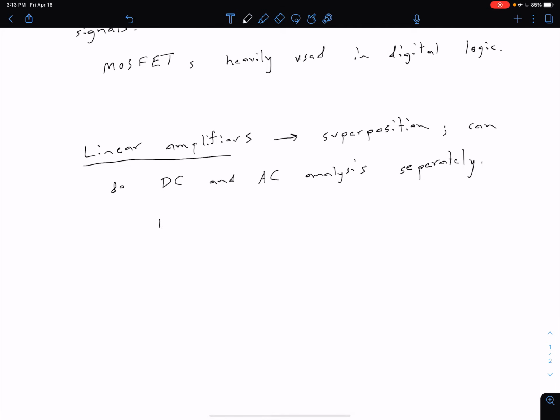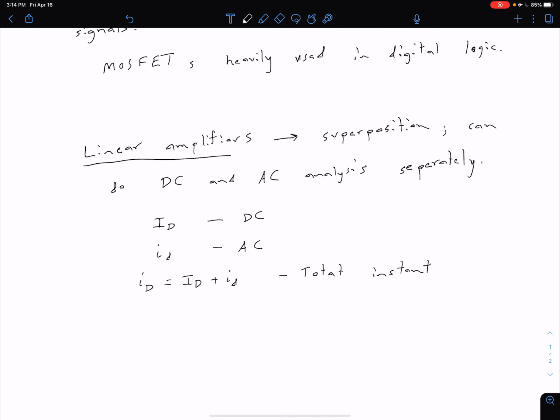Similar to our BJTs, we're going to have that same type of notation. DC is going to be an uppercase parameter and an uppercase subscript. So if we're talking about drain current, we would have ID. This would be our DC value. We would also have some AC signal, which would be lowercase parameter, lowercase subscript. And then we also have some total instantaneous drain current, which is just the sum of the two. So we would have lowercase i, uppercase D, which is equal to the sum of our DC and our AC component. This would be our total instantaneous drain current in this case.